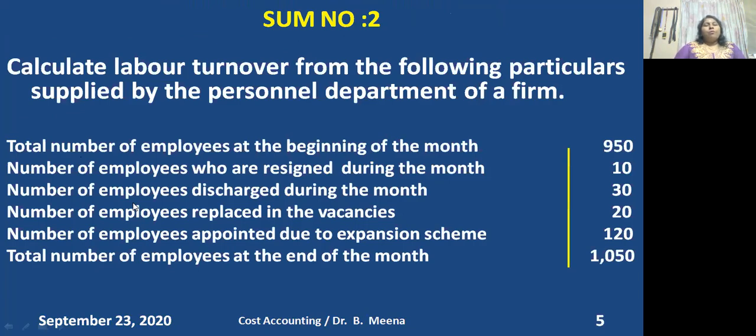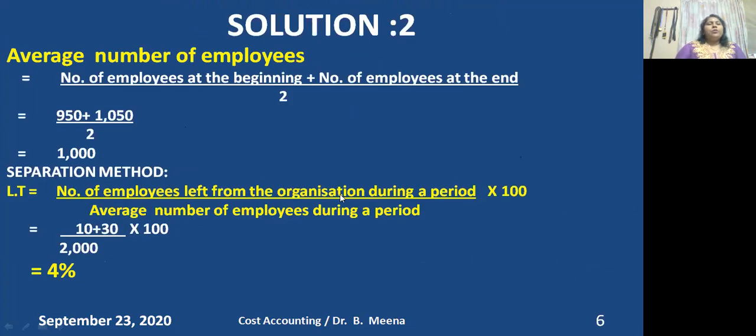If we check one more problem: calculate the labor turnover from the following particulars supplied by the personnel department of a firm. At the beginning is 950, at the end is given 1050. So these two pieces of information I'll use to calculate the average number of employees. That gives 1000 as the average. So the first formula I need to apply is the separation method: number of employees left from the organization divided by average number of employees.